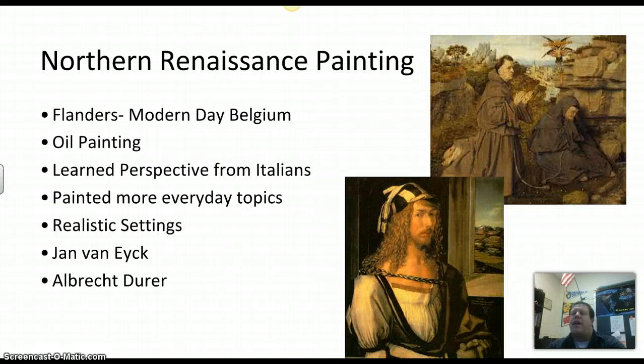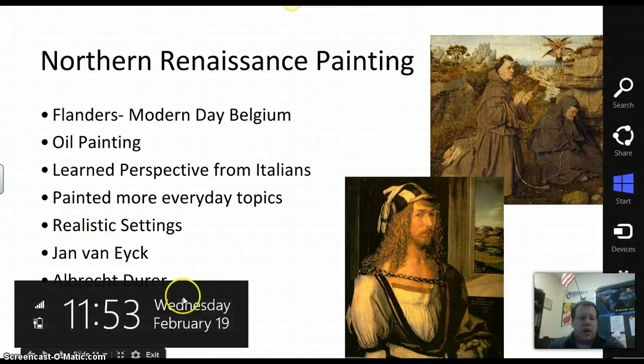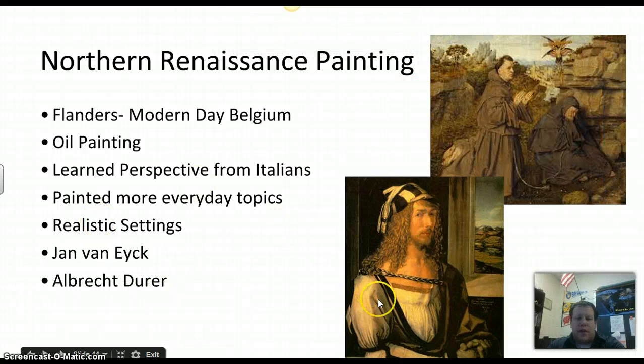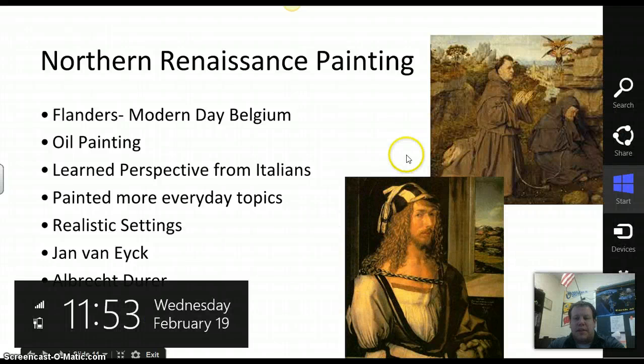Now, besides the Italians, there are also Northern Renaissance painters as well. They're in an area called Flanders, which is basically modern-day Belgium. They're the ones that actually used oil paints for the first time. They learned perspective. So Jan van Eyck, who painted this one up here, and Albrecht Durer, whose painting right here is actually a self-portrait that he made himself. No common sense hairstyle, please.